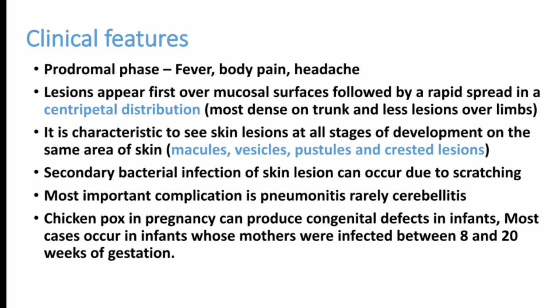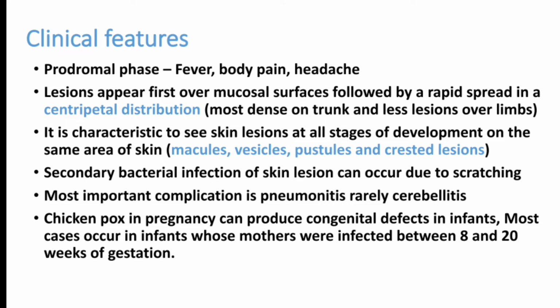We will see the clinical features. Like any other viral fever, the patient can have severe fever, back pain, eye pain, some respiratory symptoms. All these things are common. This is called the prodromal phase. Then the patient develops skin lesions. That is mainly a centripetal distribution. That means skin lesions start in the trunk, then distribute all over the body, especially towards the limbs.